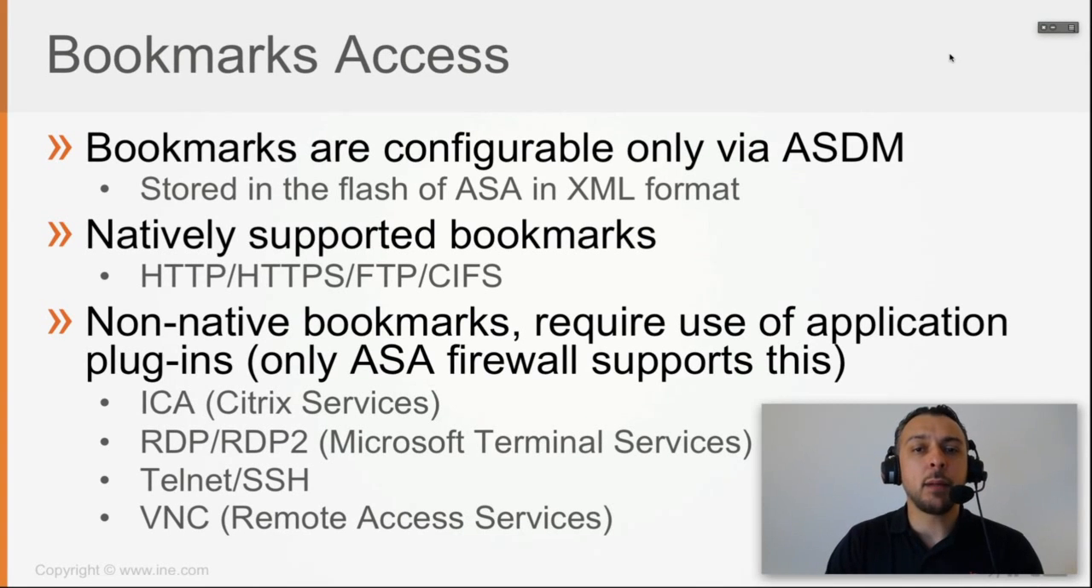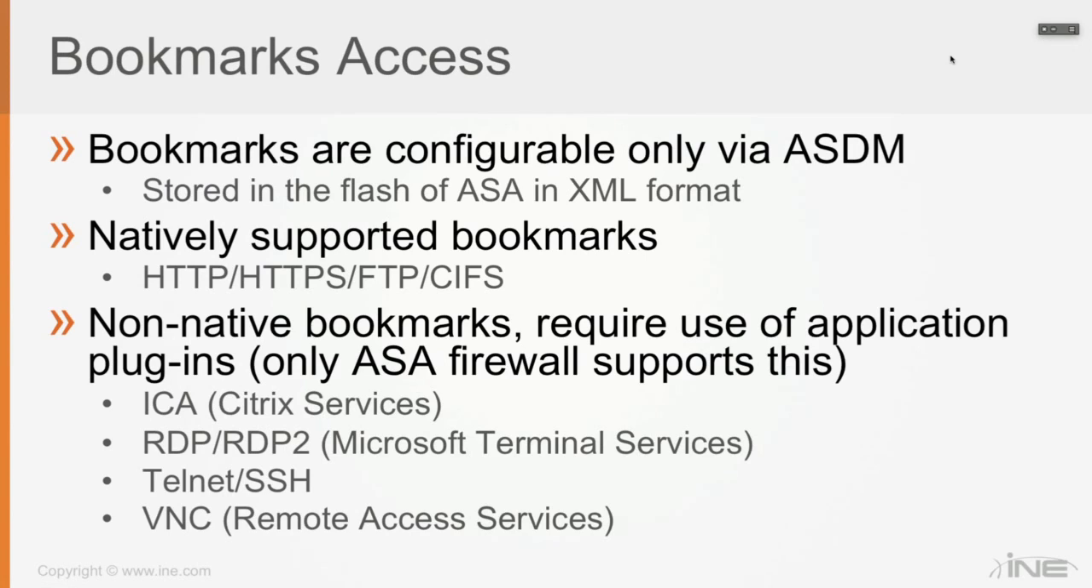So what this means is that I can publish in the portal of ASA a Telnet connection to a protected resource, or an SSH connection to a protected resource, or a remote desktop session to a protected resource, and then the user is going to be able to click in the portal, and when the user clicks in the portal, a Java application is going to open up on the client side, and it's going to be able to connect via RDP or Telnet or SSH to those protected resources. But of course, as I said, this requires that you install on the ASA those application plugins, and only those plugins are supported by the ASA firewall.